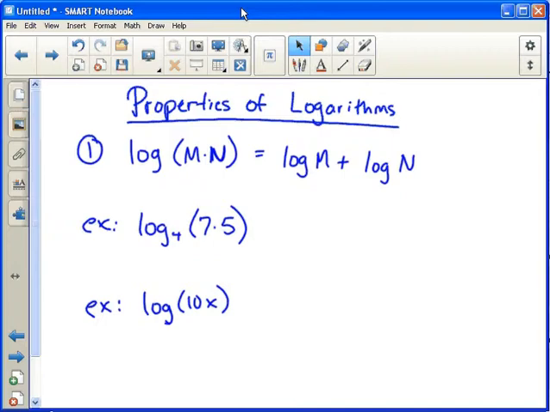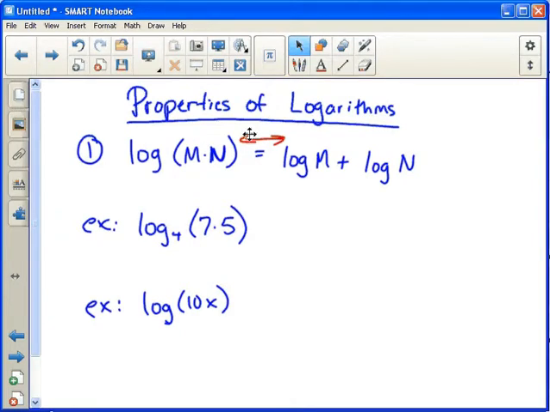And one other thing I want to say about these properties, these things can go both ways. So we can just as easily take one log with multiplication, change it into 2 with addition, as we can take 2 with addition and condense it down into 1 with multiplication. So in other words, what I'm saying is that this property can go both directions. Whichever way is helpful to us, we can do it.